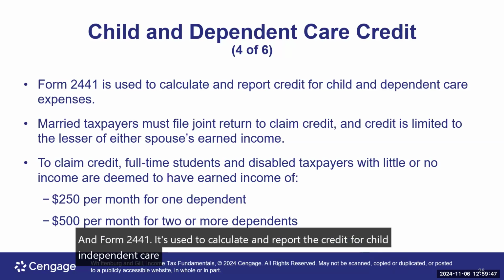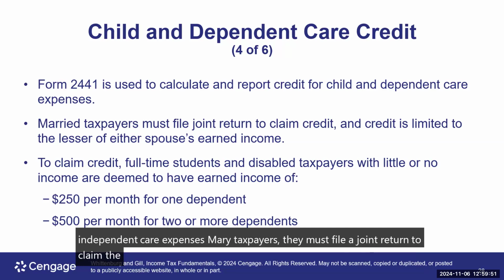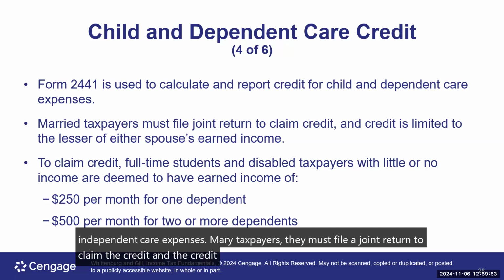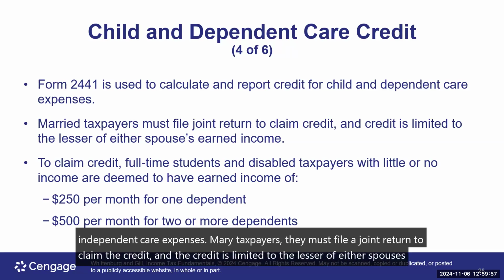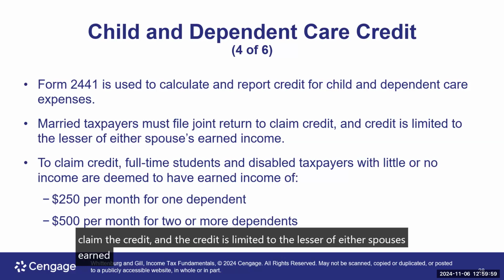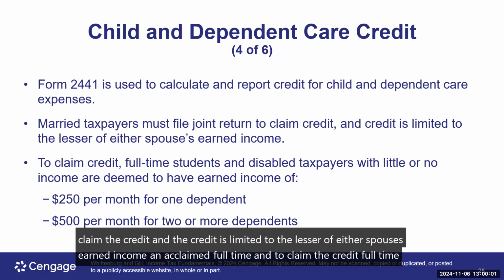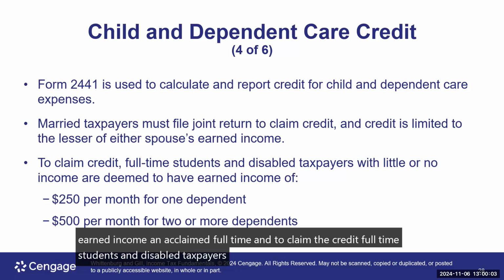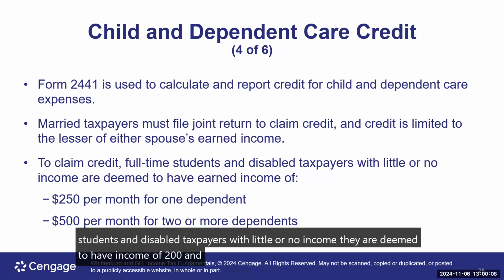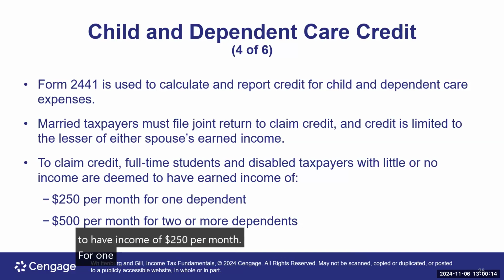Married taxpayers must file a joint return to claim the credit, and the credit is limited to the lesser of either spouse's earned income. And to claim the credit, full-time students and disabled taxpayers with little or no income are deemed to have income of $250 per month for one dependent and $500 per month for two or more dependents.